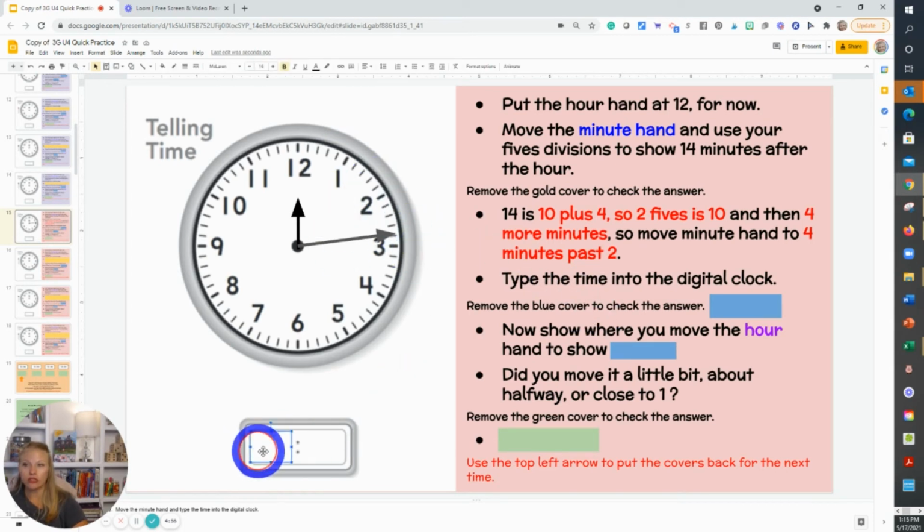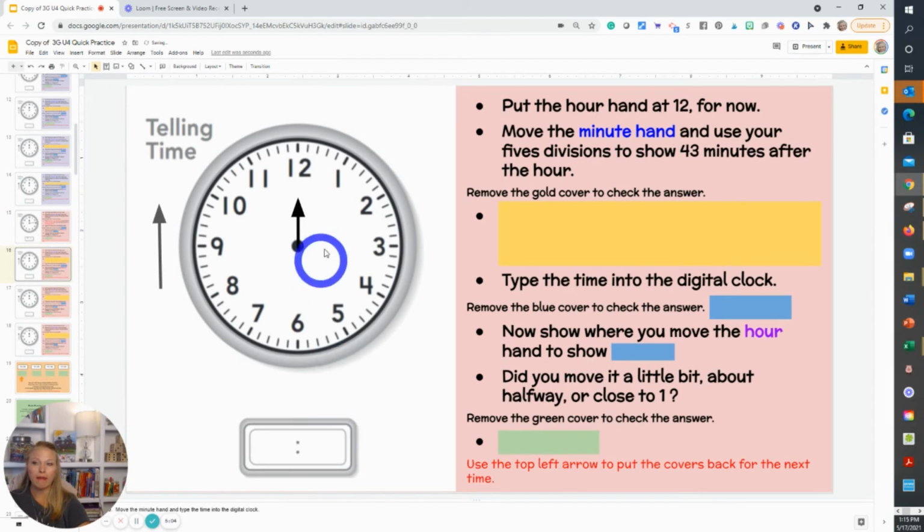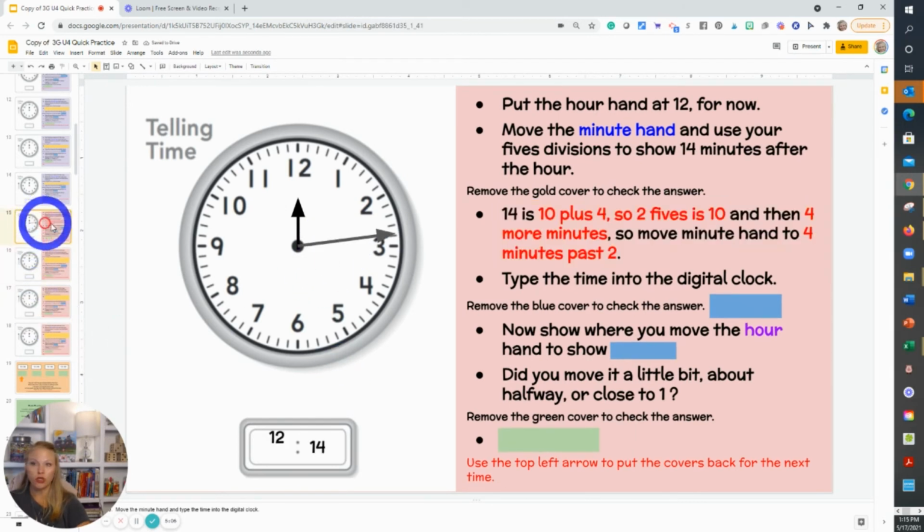Type the time in the digital clock. Boys and girls, what time is it? Class, 12:14. Boys and girls, would we move the hour hand a little bit, about halfway, or closer to 1? Class, a little bit. They'd move the cover, and you would proceed accordingly.